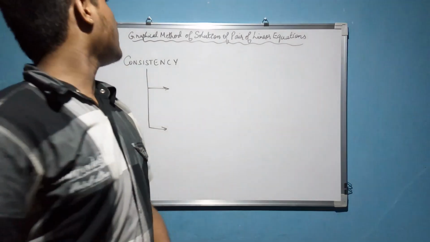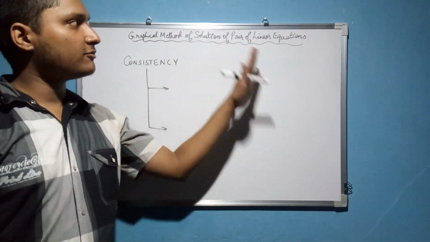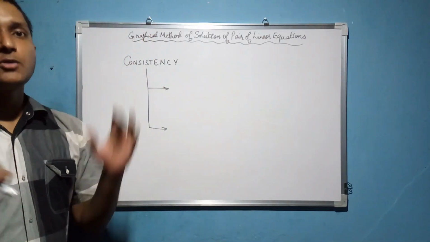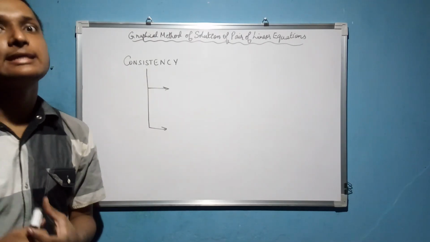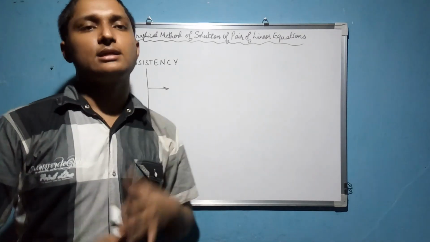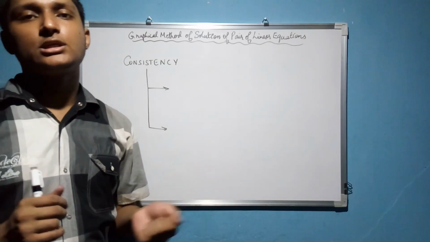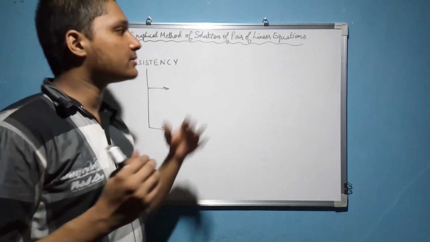Okay, the next session is about the graphical method of solving a pair of linear equations in two variables. The most important term we are going to learn in this is consistency. What is consistency? Consistency is the tendency of a pair of linear equations to have real solutions. They should have real solutions.